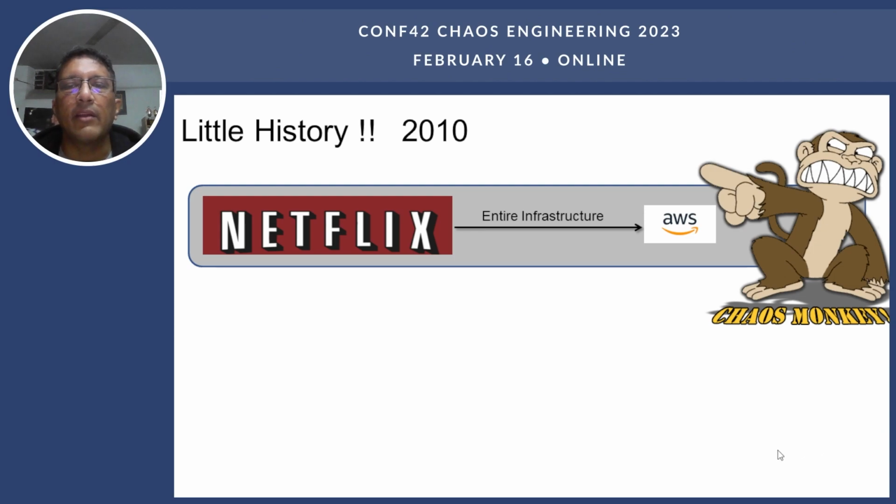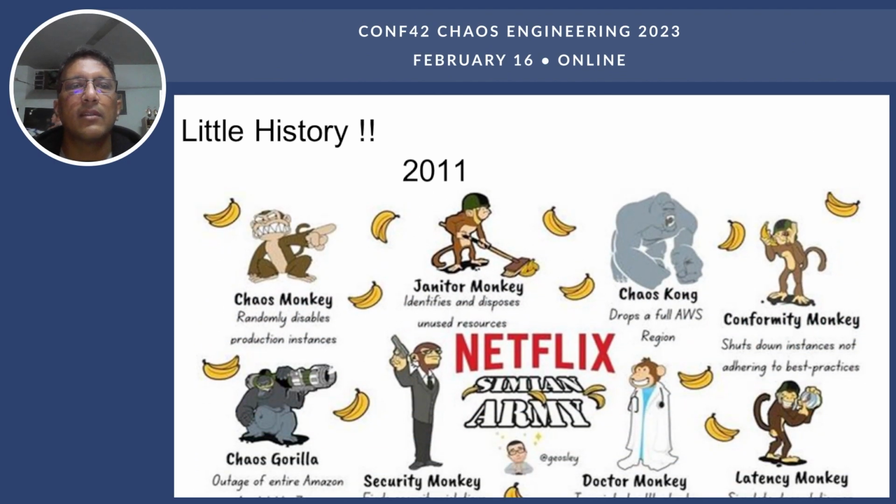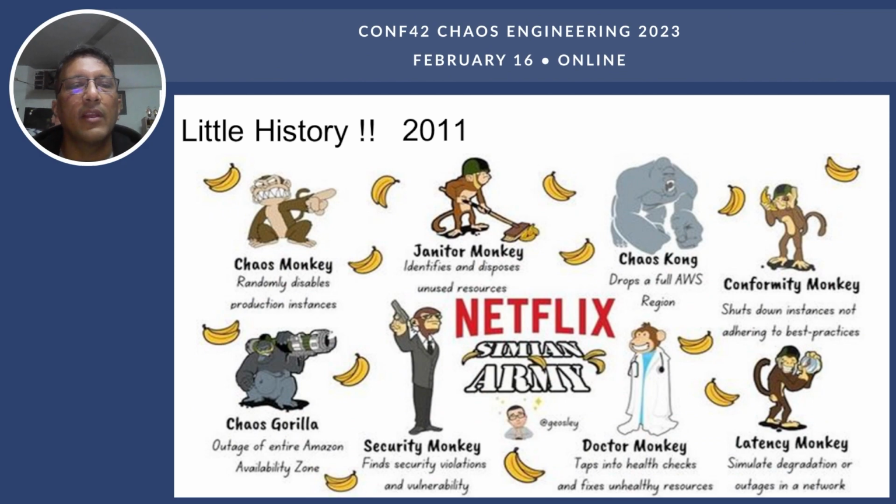Then it increased, and in 2011, apart from Chaos Monkeys, Netflix created what is called a simian army. It had a Janitor Monkey which identifies and disposes unused resources. It has a Chaos Kong which drops a full AWS region. It has Conformity Monkey which shuts down instances which are not adhering to the best practices. And similarly, Chaos Gorilla, Security Monkey, Doctor Monkey, and Latency Monkey.